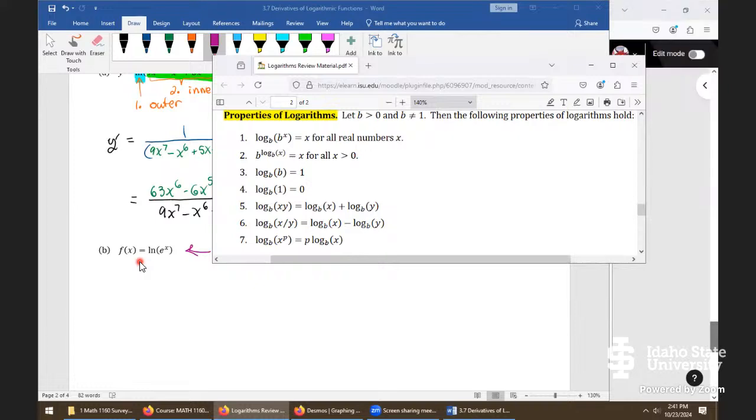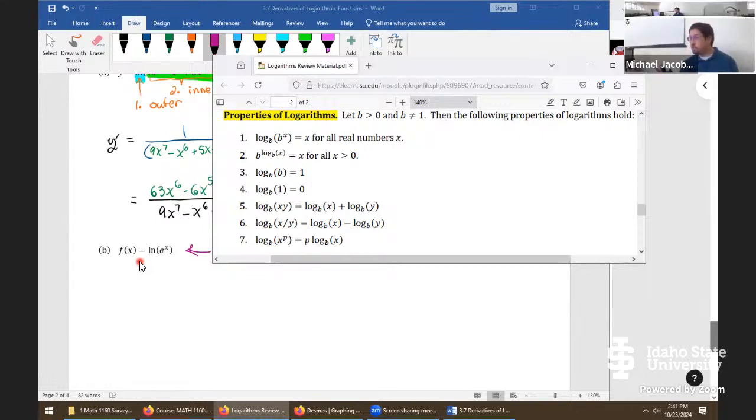Is it that number 7? Let's see. You know what? Yeah, we could use number 7 on this one. Good call. I was thinking property number 1, but doing it with number 7 can make it pretty clear.